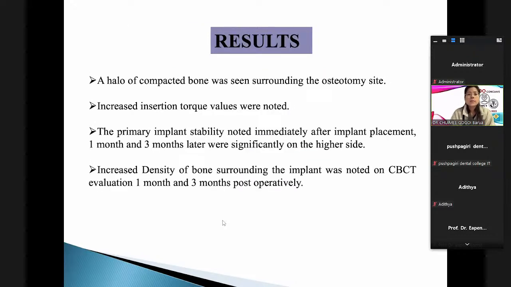Results: a halo of compacted bone was seen surrounding the osteotomy site. Increased insertion torque values were noted. The primary implant stability noted immediately after implant placement, 1 month and 3 months later, were significantly on the higher side. Increased density of bone surrounding the implant was noted on CBCT evaluation 1 month and 3 months post-operatively.